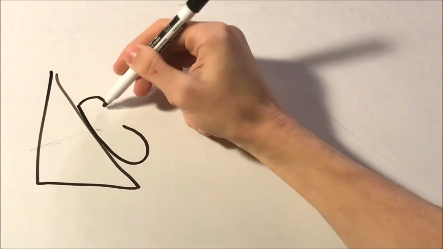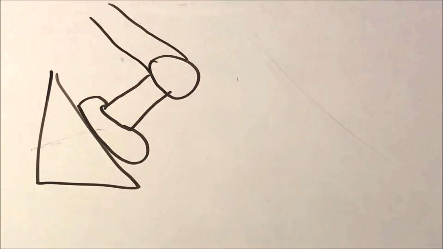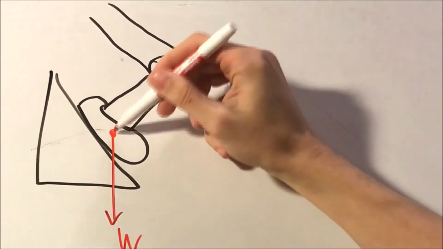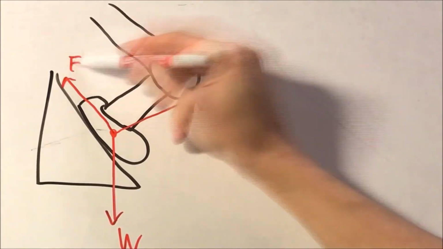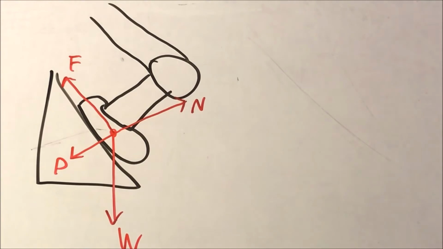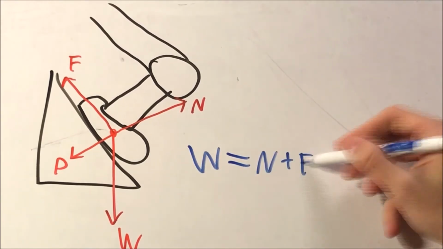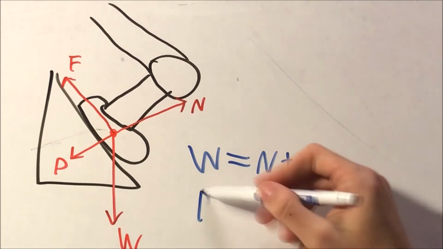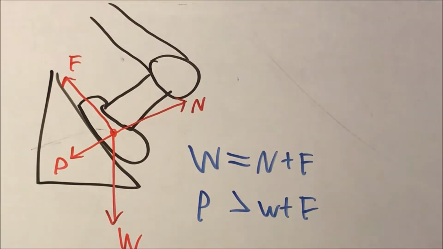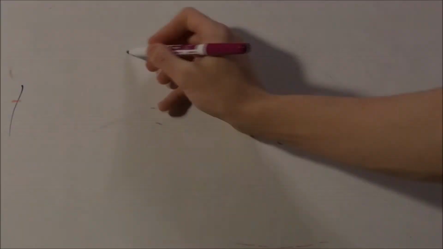For this block start, we created a free body diagram to model the situation. There was weight down, normal opposite weight, friction going back, and push from the leg perpendicular to the block. We also found that the weight equals normal plus friction, and the push is greater than the weight and the friction combined.